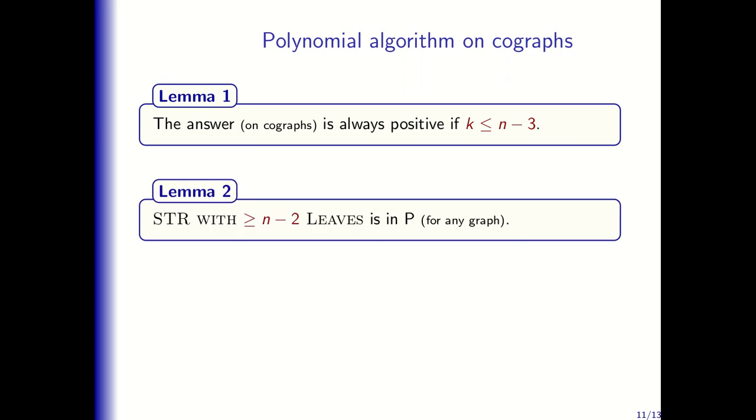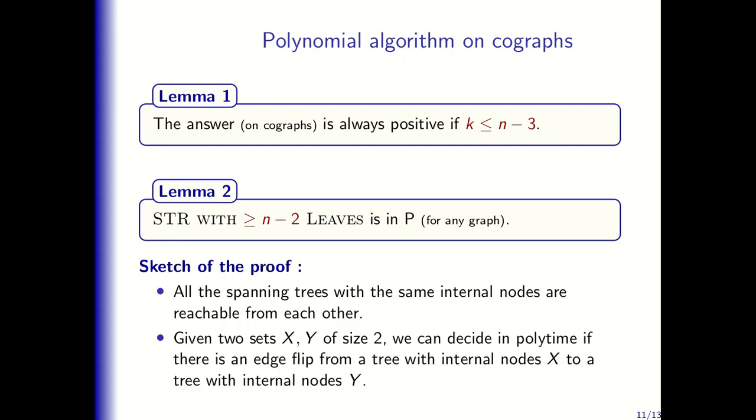Okay, so the second lemma is that actually in this latter case we can conclude in polynomial time, not only for Cograph but for any graph. So if you want reconfiguration of spanning trees with at least n-2 leaves, then you can decide the problem in polynomial time.